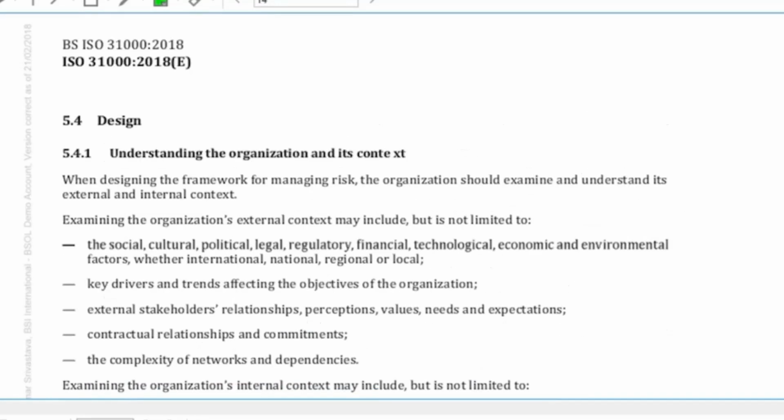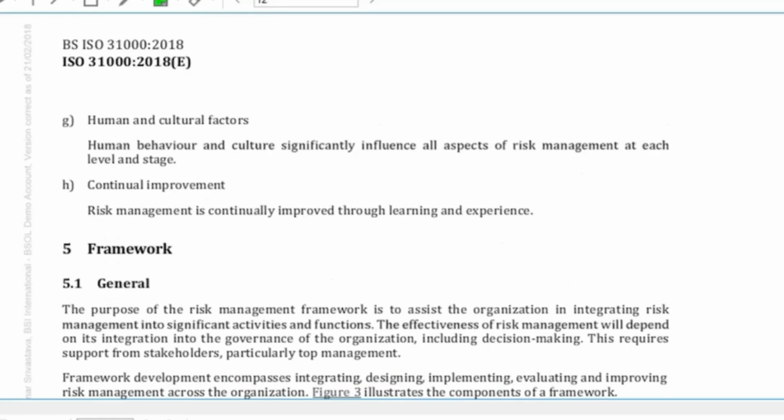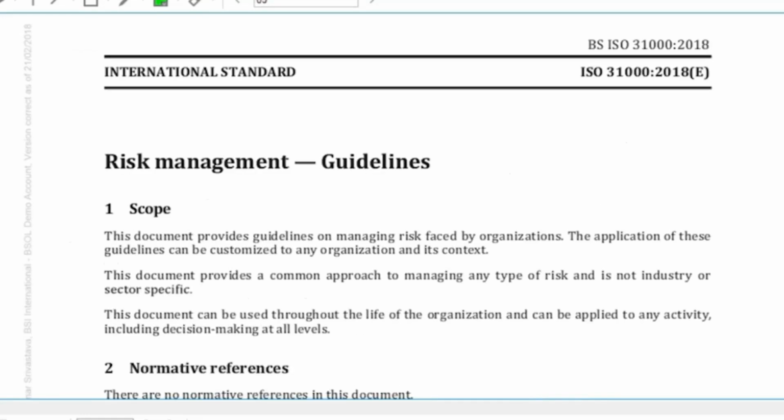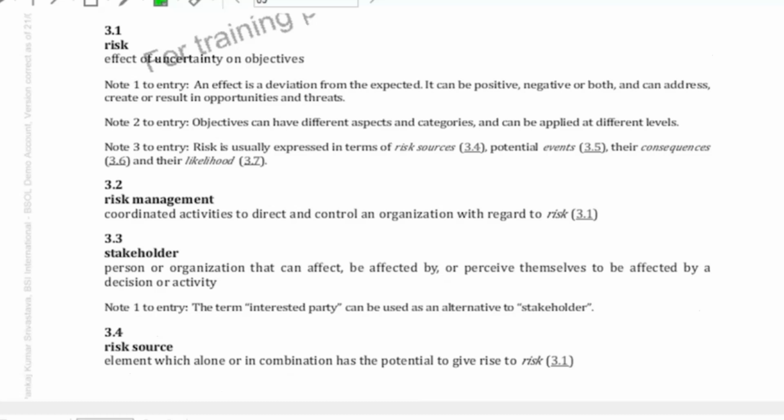This is the most important thing, and why I'm emphasizing so much is based on my experience. People just say fire, flood, hacking, loss of data, power supply. These are not risks. These are just some statements. So when we look at risk, take 5 minutes to go through the definition of risk, especially note 3.